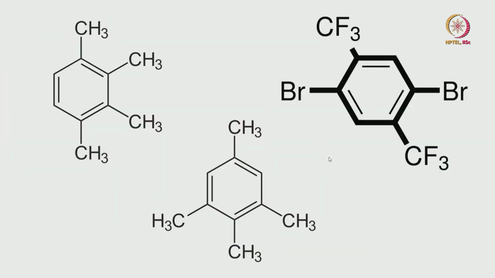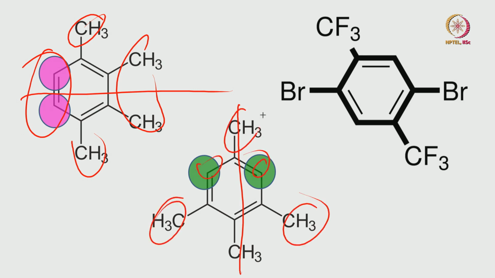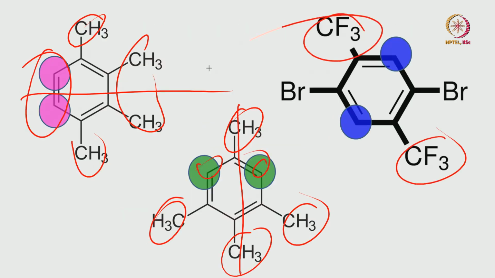Look at this one, tetra substitution, beautiful. You have a symmetry here: these two are the same, these two are the same, these two protons are the same. Look at this one, this is also tetra substitution, and now there is a symmetry axis here. This and this are the same, this and this are the same, and this is different now. Look at this one, we have tetra substitution, but these two protons are identical, and of course this CF3 and this CF3 are identical.